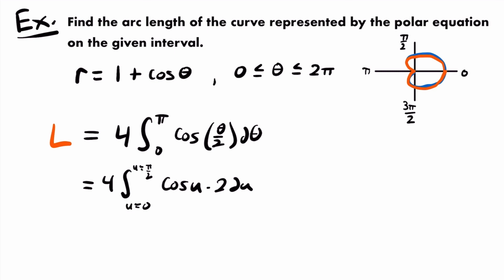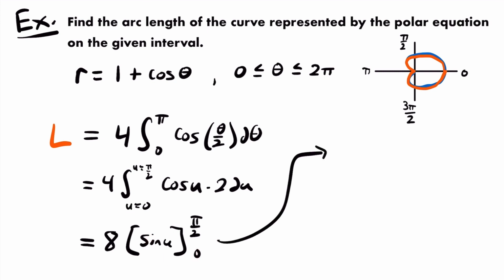So the first thing I'll do is pull this 2 out to the front. We'll have 2 times 4, which is 8. So this is equal to 8 times the integral of cosine u, and the integral of cosine is sine. So we'll have sine u evaluated from 0 to pi divided by 2. And so now let's evaluate sine at pi divided by 2 and subtract the evaluation at 0.